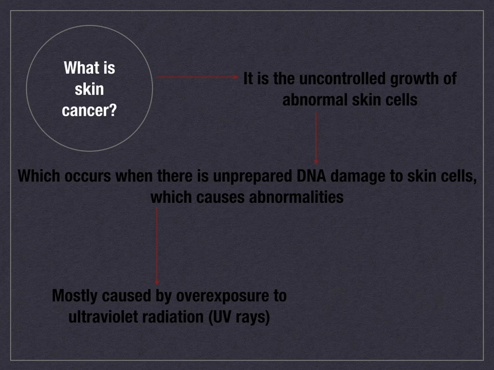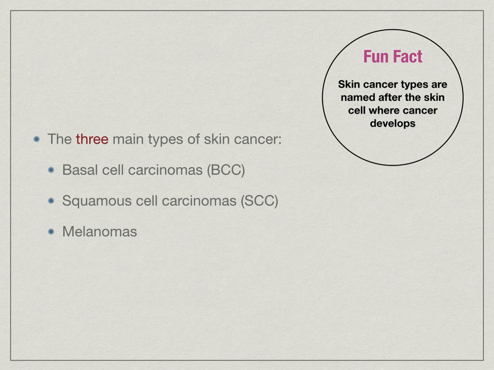So this would include lying in a tanning bed, or being outside in the sun and not wearing sunscreen or clothes that protect your skin. All those are examples of exposing yourself to UV rays. So the three main types of skin cancer are basal cell carcinomas, squamous cell carcinomas, and melanomas.